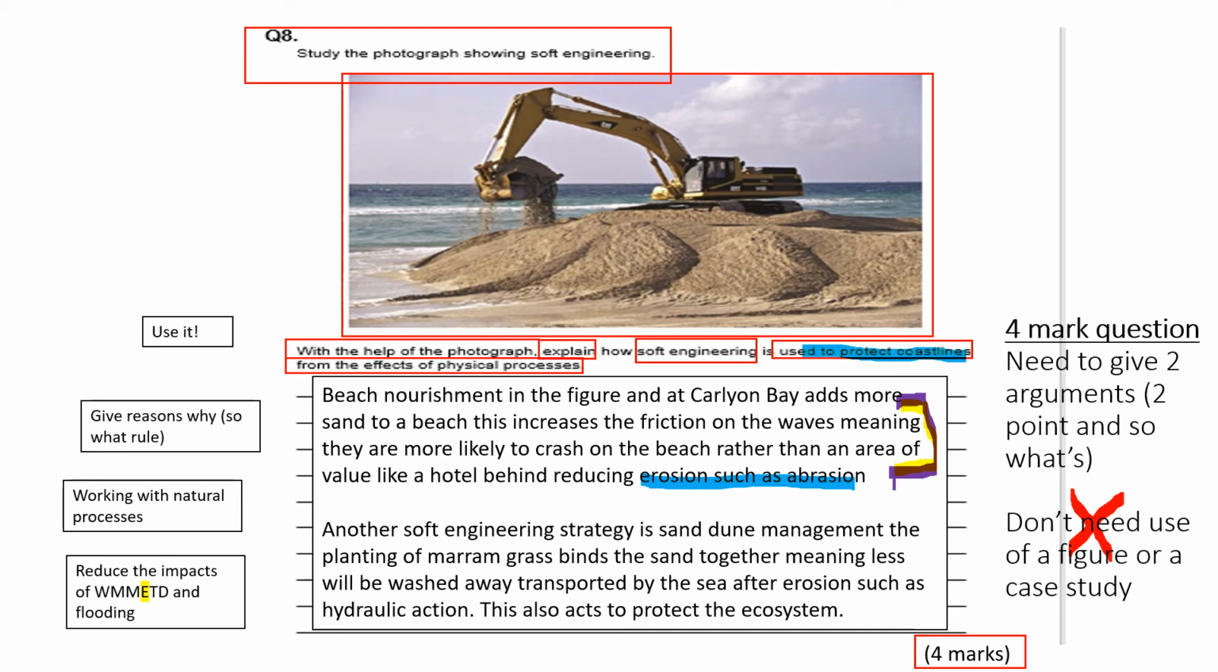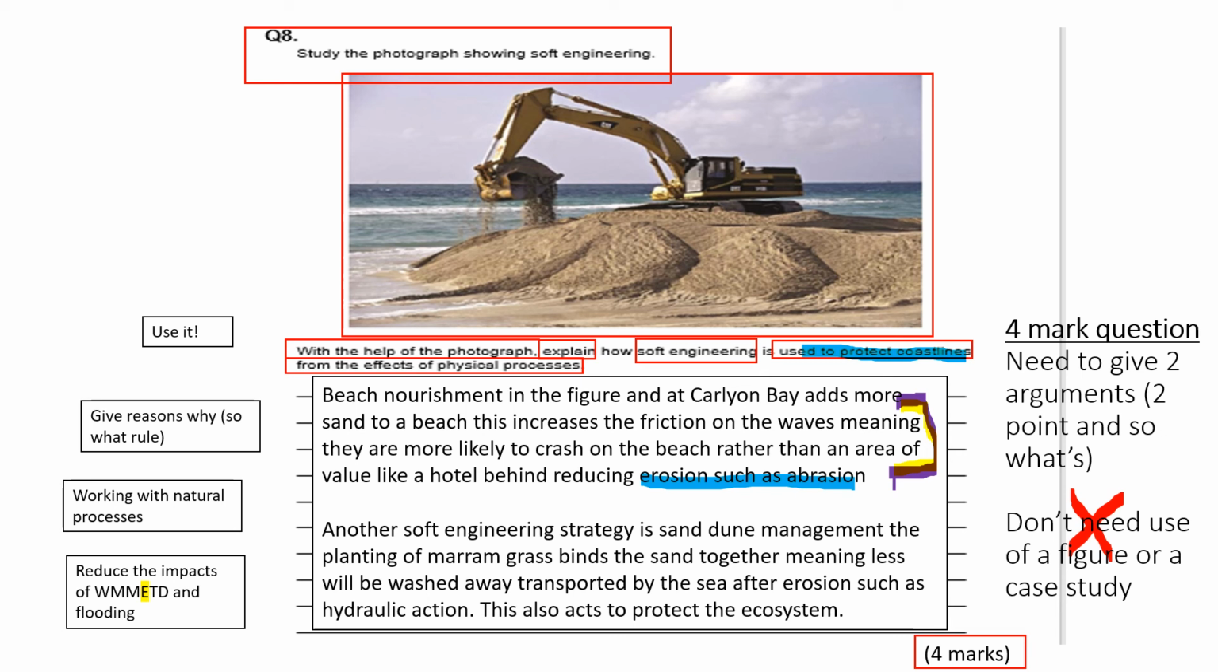Now, the second strategy I've looked at here, you might notice isn't in the photo. And the reason for that is the question said with the help of the photograph, it has not said explicitly only using the photograph, so you can use things that aren't in the photograph too. So I've said there, another soft engineering strategy is sand dune management. The planting of marram grass, which has been done at Par Beach, binds the sand together, meaning less will be washed away or transported by the sea after erosion such as hydraulic action.